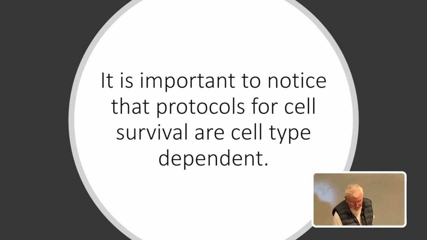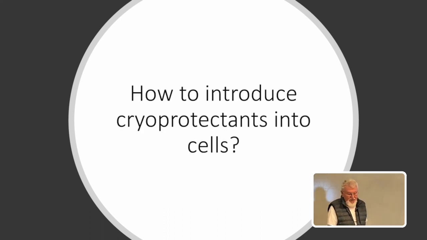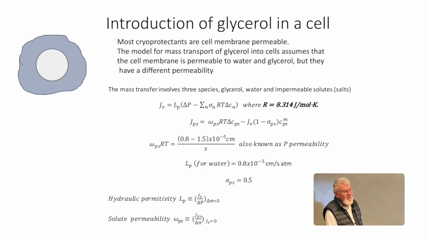So one of the issues is how to introduce the cryoprotectants into cells. How do you get them into the cells? Of course, they have to go through perfusion. You introduce the cells in a solution. Glycerol, most cryoprotectants are permeable. They can enter the cell, you generate an equilibrium. And actually, again, there are mathematical models for the introduction of glycerol in a cell. I'm just mentioning that so that you know that there are models for that.